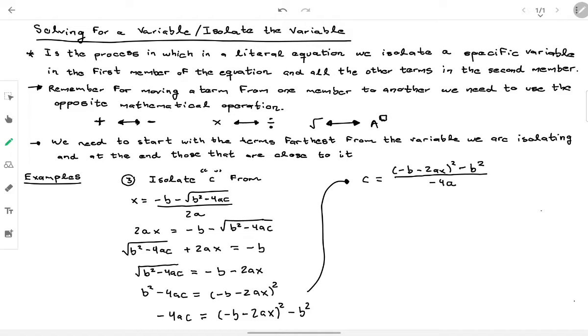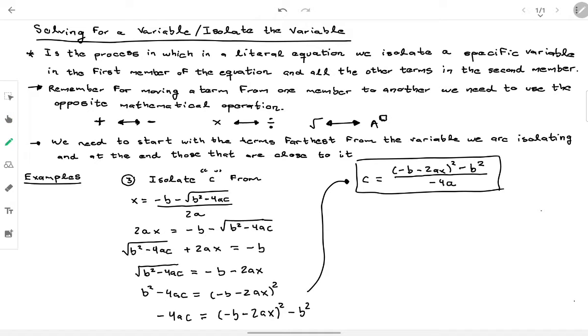So that can be an answer. Yes, that can be an answer because we have isolated the C. But what can we do after that? Maybe some people don't like to have a minus sign on the bottom part since it's not usual to have it here. So what can we do? Maybe we can change the signs of the superior part and also the inferior part.